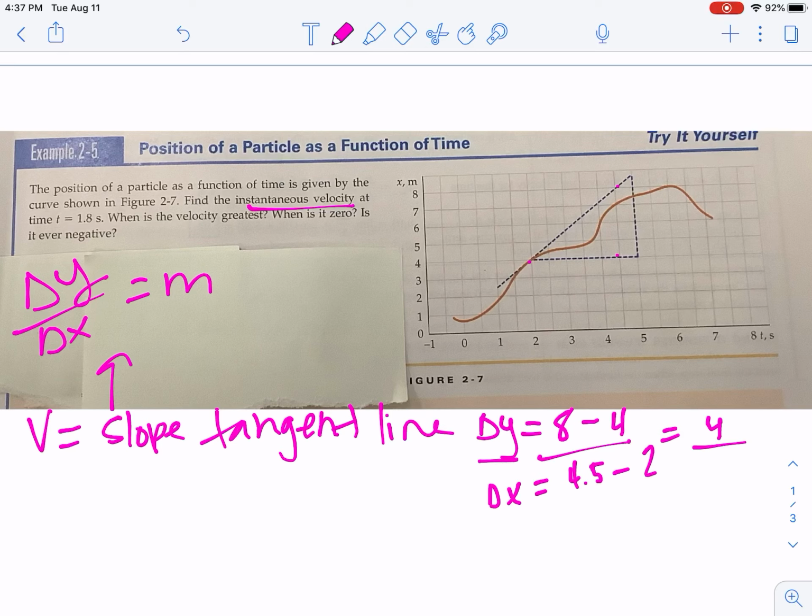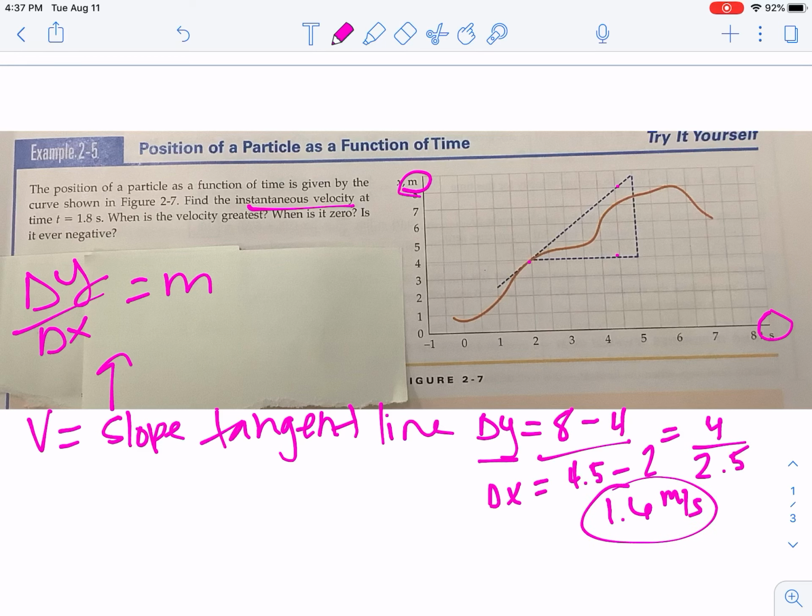2.5? Mental math and I don't get along. All right, and then 4 divided by 2.5 is 1.6. And here our units were in meters and seconds, so meters per second. So that's going to be our final answer here.